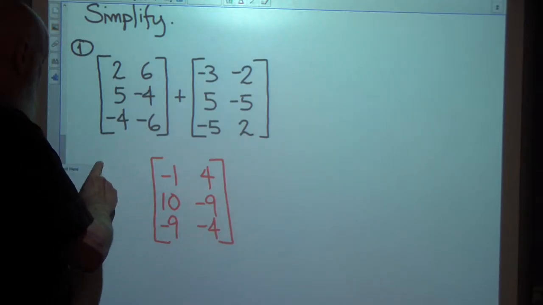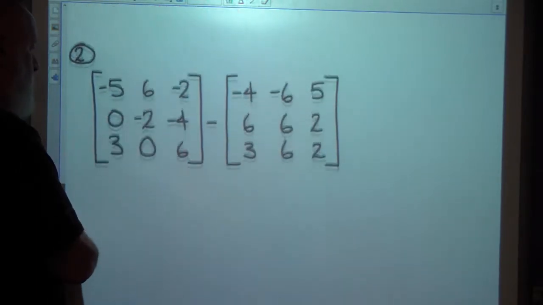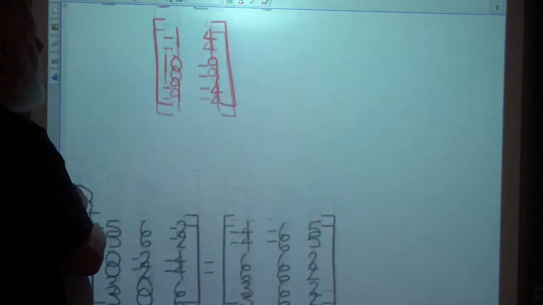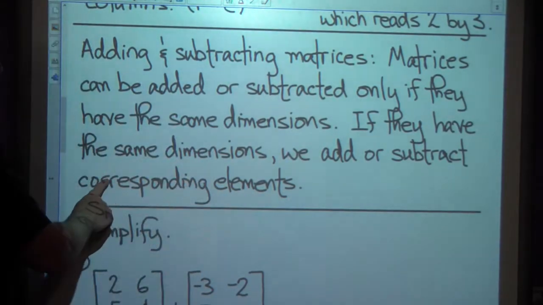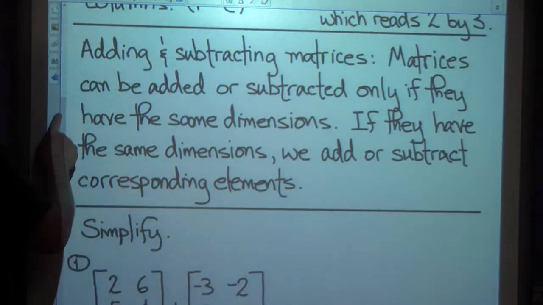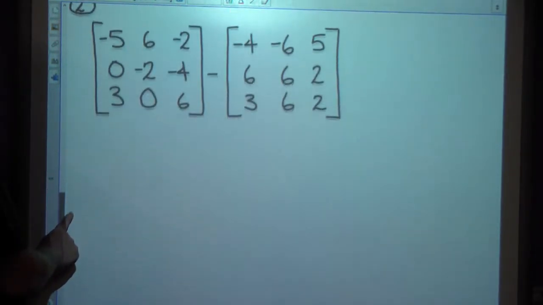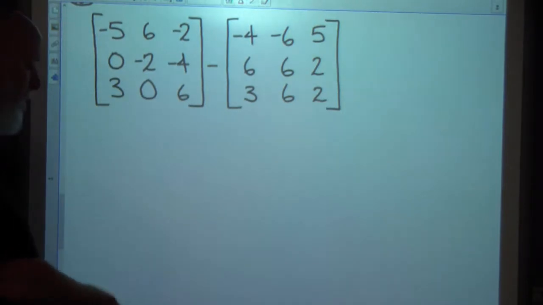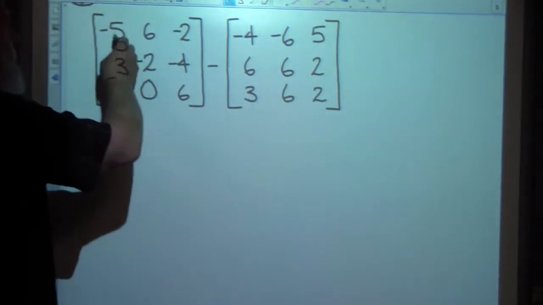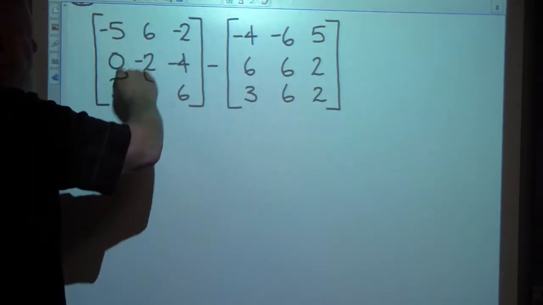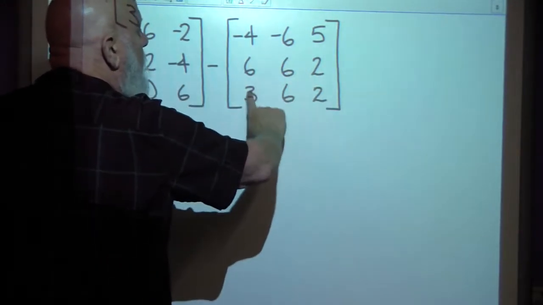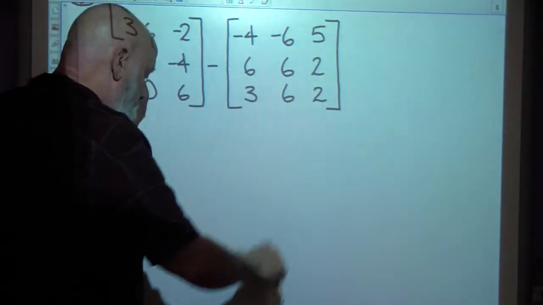Let's take a look at another one. Here I'm going to subtract matrices, and this is the same thing. Adding and subtracting matrices, you add or subtract the corresponding elements. So we got to watch out. We got to follow our rules for addition and subtraction. I make sure I have the same number of rows and columns: I have 3 rows, 3 columns, 3 rows, 3 columns, so I'm good to go.